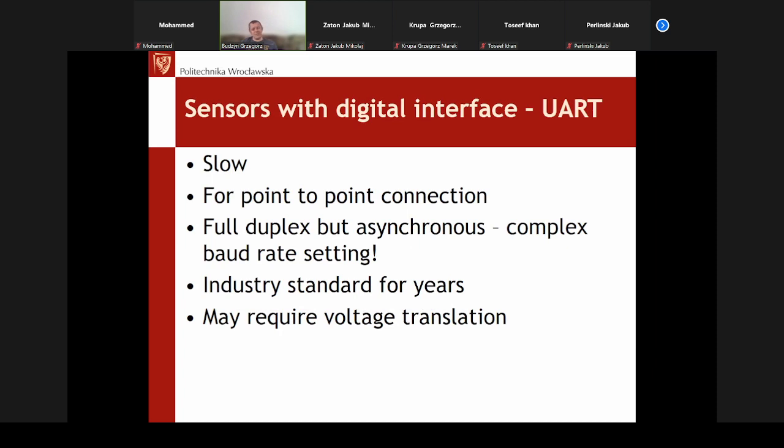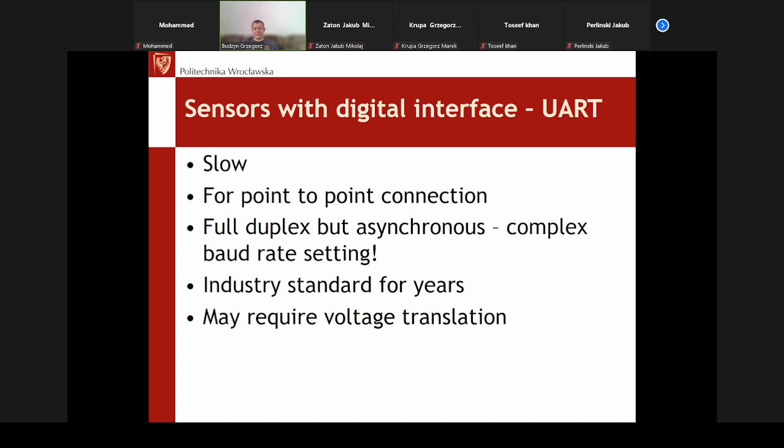In case of the UART interface for sensors, it's rather about modules. So it's not about single sensors. It's rather if you have some modules that are to be accessible from a PC. Then they have UART, and if you want to use them in an embedded system, then you have to use UART as well.